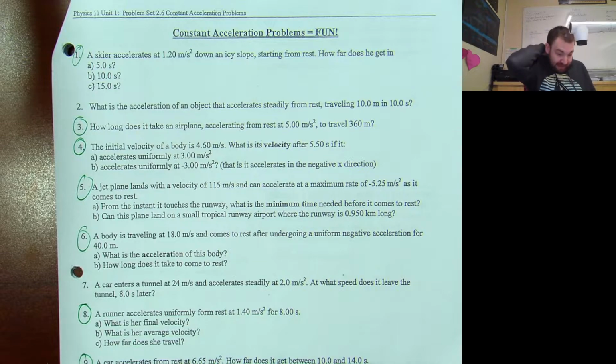A jet plane lands with a velocity of 115 meters per second and can accelerate at a maximum rate of negative 5.25 meters per second squared as it comes to rest. From the instant it touches the runway, what is the minimum time needed to come to a rest? Did you calculate that one? What'd you get? What was your number?